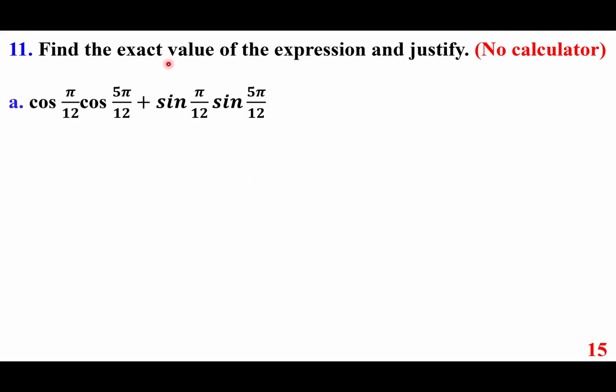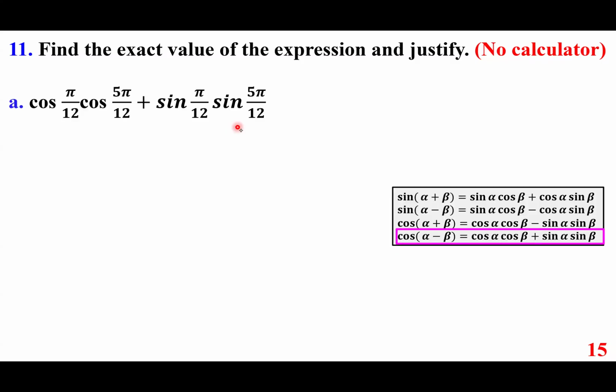We want to find the exact value of the expression again. Cosine of pi over 12, cosine of 5 pi over 12 plus sine of pi over 12, sine of 5 pi over 12. What is that equal to? We are going to look at the sum and difference, and we notice cosine alpha cosine beta plus sine alpha sine beta. Okay, so that means cosine of alpha minus beta, cosine of pi over 12 minus 5 pi over 12. Pi minus 5 pi is minus 4 pi. So cosine of minus 4 pi over 12.